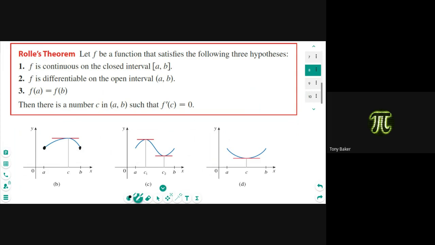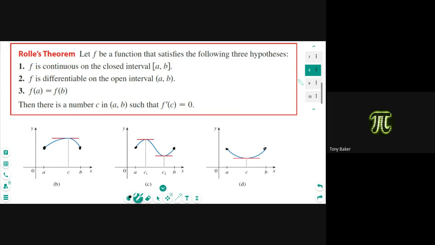Differentiable means that it doesn't have kinks or sharp points, so you can actually find a slope value for every point in between. Between here and here, I have two of them. That's fine. Rolle's theorem doesn't state that it can only have one. It just states there has to be one. Okay? And this one goes down. Make sense? Awesome.